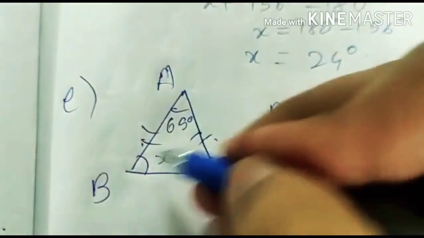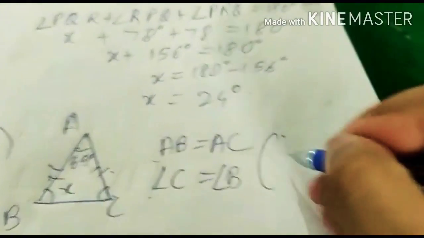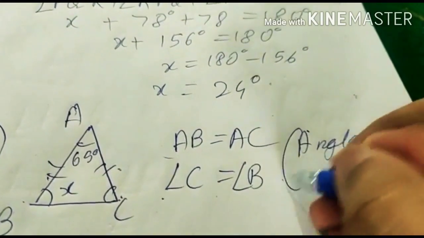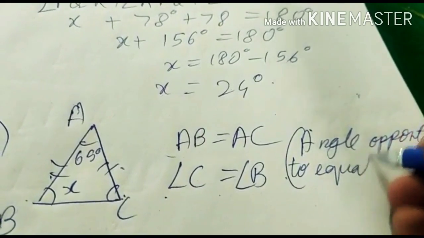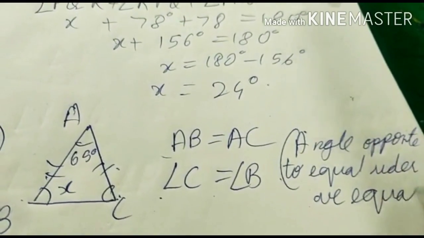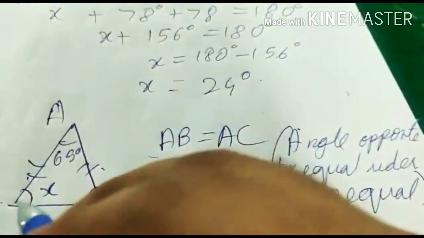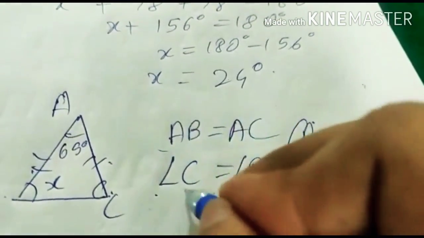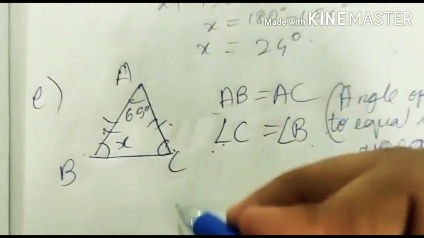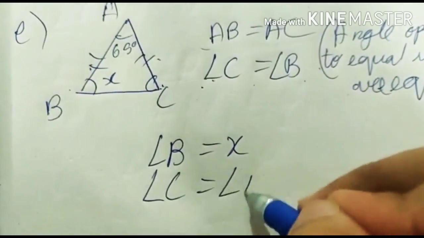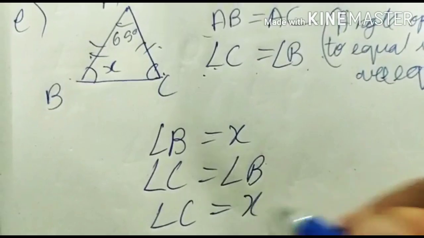AB in front of AB is angle C, in front of AC is angle B. So angles opposite to equal sides are equal. Here AB was given equal to AC. So AB being equal to AC, the angles opposite to AB and AC, that means angle B and angle C, are equal. Here angle B is equal to x, so angle C will also be equal to x.